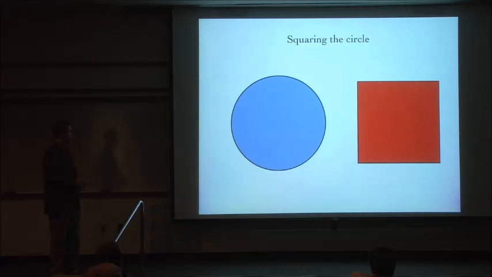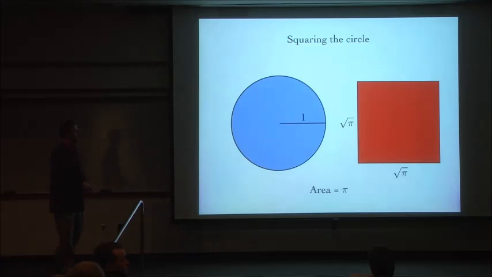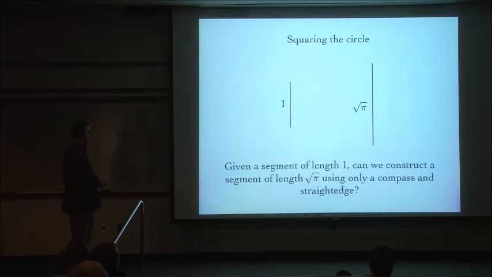So let's go back to the original problem here. Let's say that we had a circle with radius 1. What's the area of this circle going to be? Pi, right? So the circle has an area of pi, so we want a square that has the same area as the circle, so the side length of the square will be square root of pi, right? So this is basically what we want to do. We want to start with a circle of radius 1 and construct a square with side length square root of pi. So really, I can boil this problem down to something very concrete.